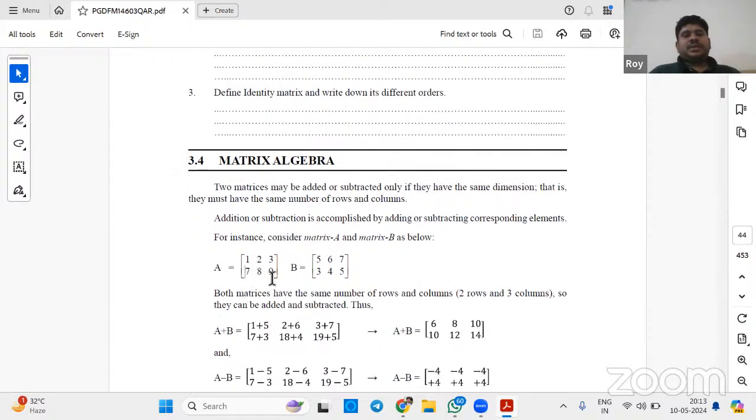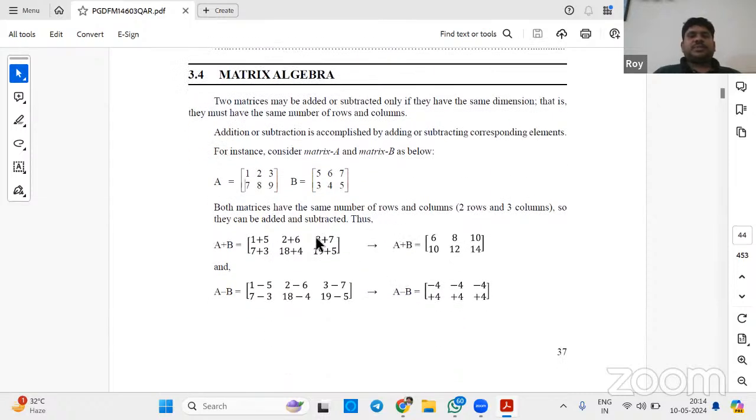Okay. Now how will I calculate this? What type of matrix is this? 2 by 3 or 3 by 2? 3 by 2, very good. 3 columns and 2 rows. Yeah, here also 3 columns and 2 rows, right? Now matrix A, matrix B, 2 rows and 3 columns. Like this, you can add.